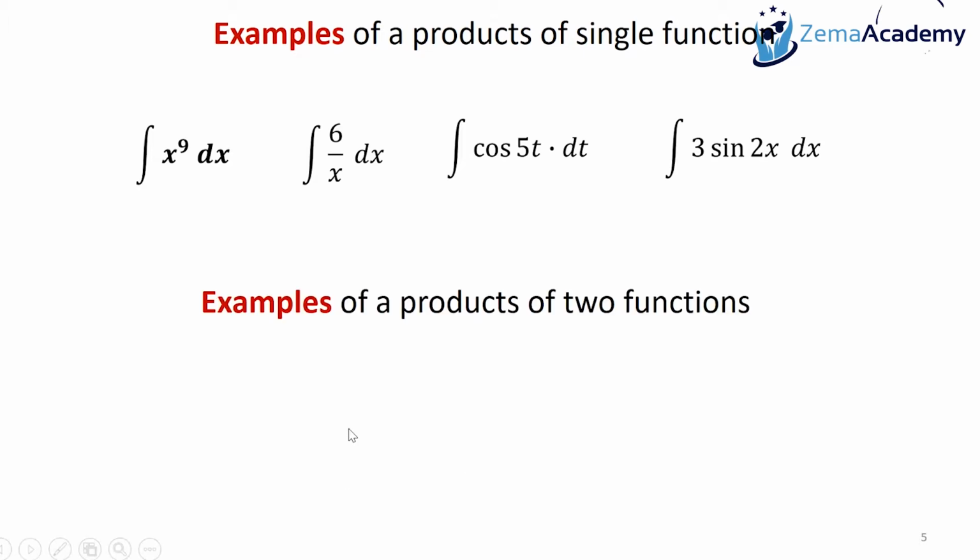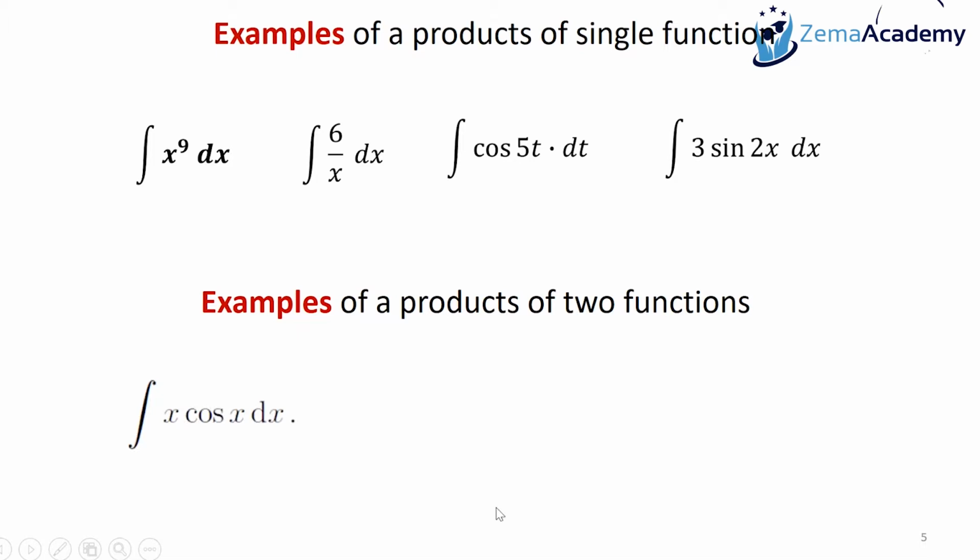Now another class that you could differentiate from the integral of a single function is a situation where the integral consists of two functions. So it is not just x to the power 9, it could be x to the power 9 multiplied by cos x dx. So x to the power 9 is one function and cos x is another function. So this is an example of two functions.